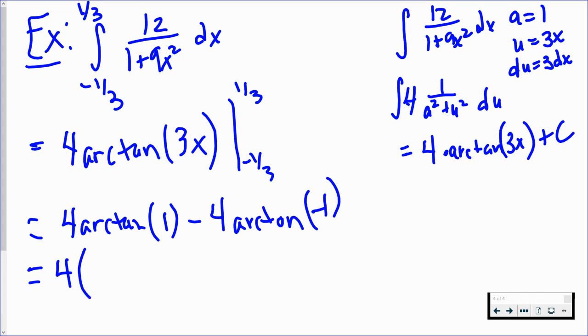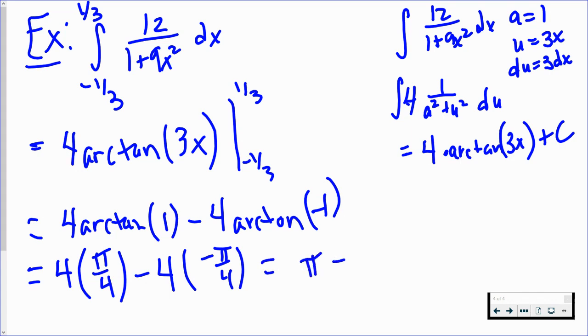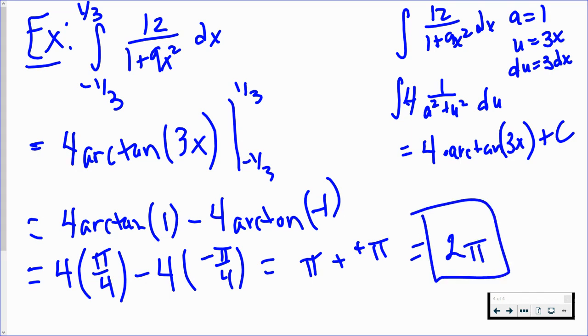So now if we evaluate arctangent of 1, where is tangent positive 1? That would be at pi over 4. Minus 4 times arctangent of negative 1. So where is tangent negative 1? That would happen at negative pi over 4. Again, remember your range of values. So 4 times pi over 4 is pi, minus 4 times negative pi over 4 is negative pi. So minus negative becomes plus, and that gives us 2 pi as our final answer for that definite integral.